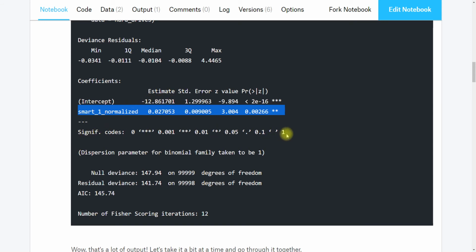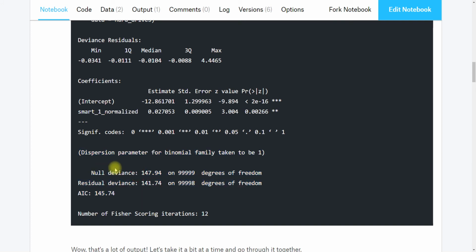This line is just a key to the p-values that we're ignoring. This line will only show up if you are doing binomial regression or Poisson regression, and it's just letting you know that they're adding a term to the fitting process, and you don't need to worry about it.